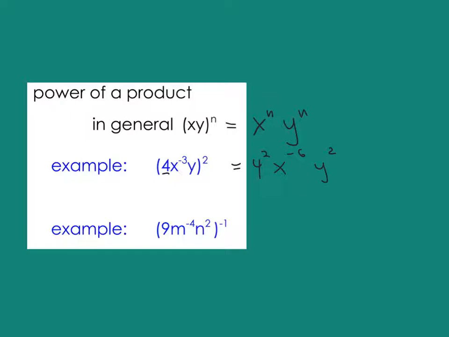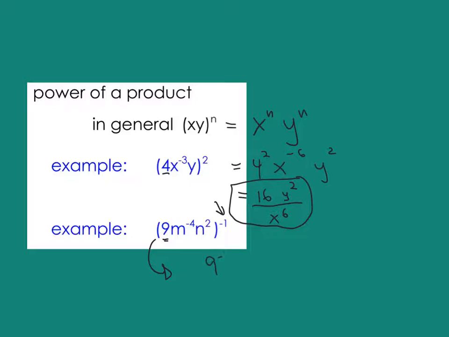Okay, now let's keep cleaning this up. I can evaluate the 4 squared to be 16. X to the -6 is in the numerator. It's going to go down to the denominator, become positive. And y squared stays up at the top. There's our final answer. Okay, for our last problem here, we're going to have 9 raised to the -1st.